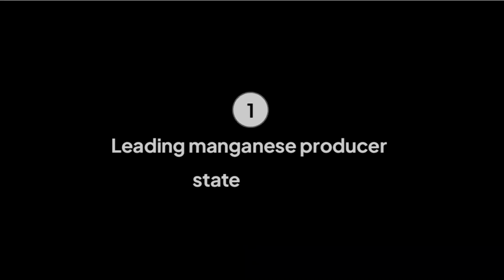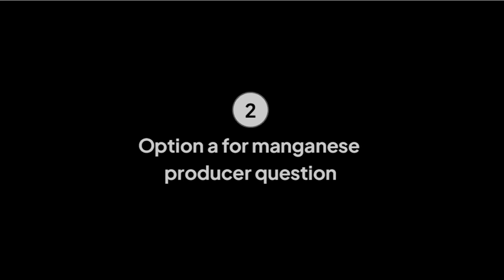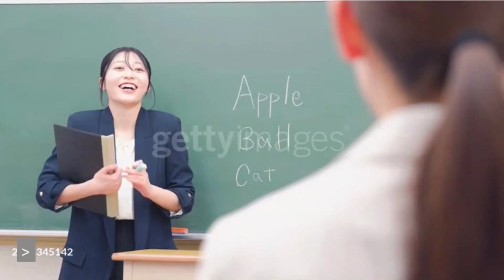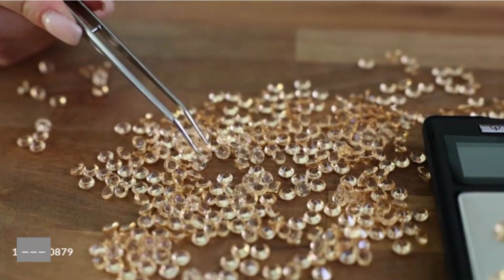Q4. Which of the following states is the leading producer of manganese in India as per recent data? A. Odisha, B. Madhya Pradesh, C. Karnataka, D. Maharashtra. Answer B. Madhya Pradesh. Part 2. Short answer type questions, 3 marks.